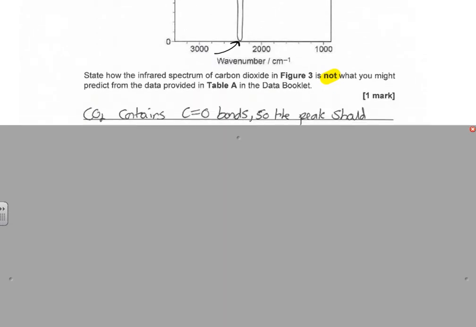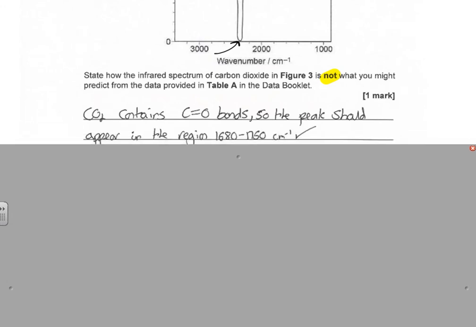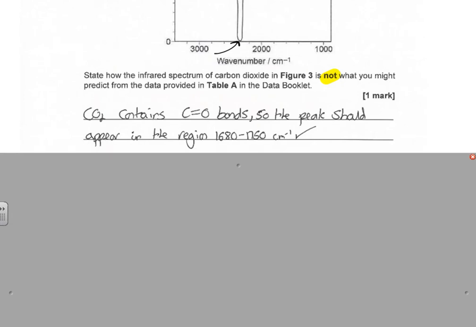You should. Carbon dioxide, and we'll reveal the structure here, contains C=O bonds. Now, on some papers I looked at, people had referred to a C-O single bond, but that's not in carbon dioxide, so that isn't going to be creditworthy here. So CO2 contains C double bond O, so we would expect a peak for that bond to be in the region the data sheet says. There it is, 1680 to 1750 centimetres to the -1.